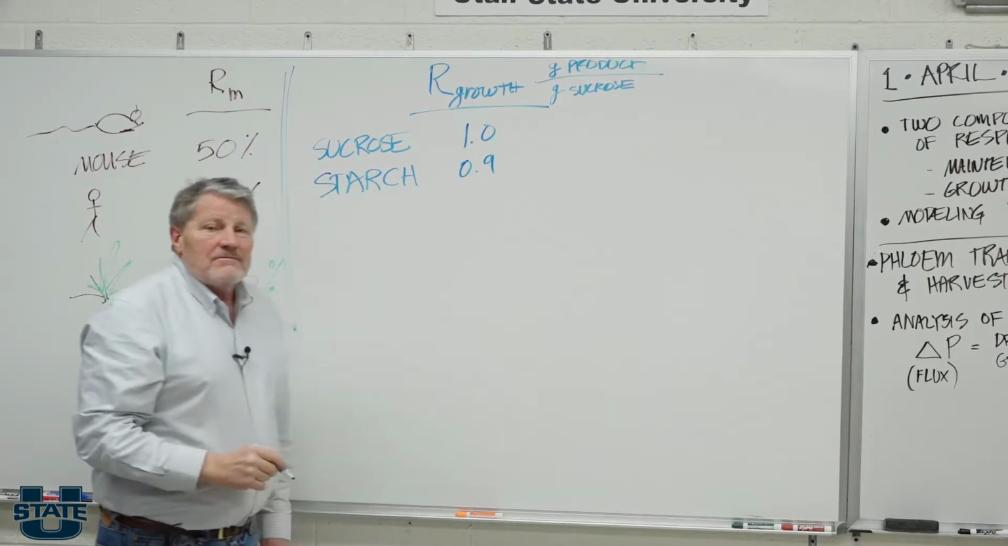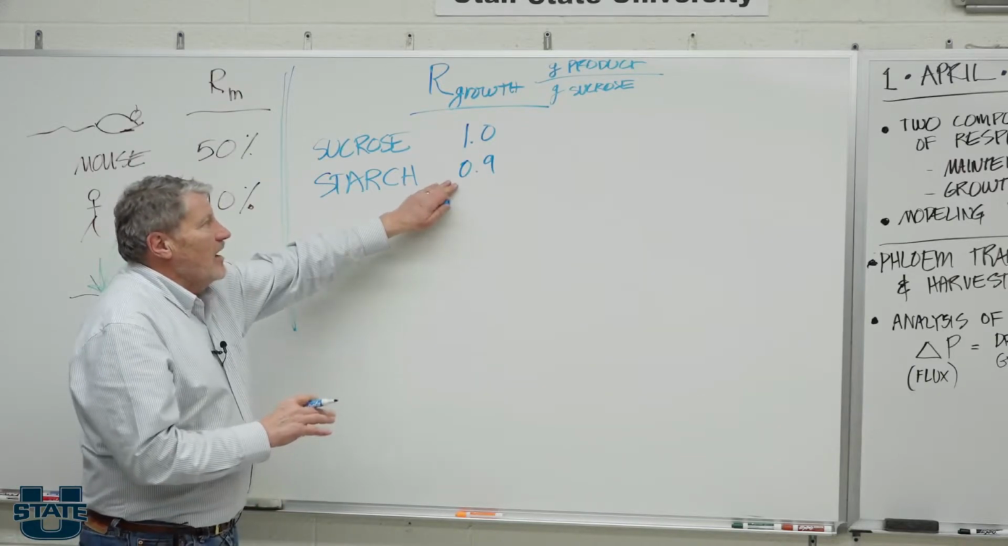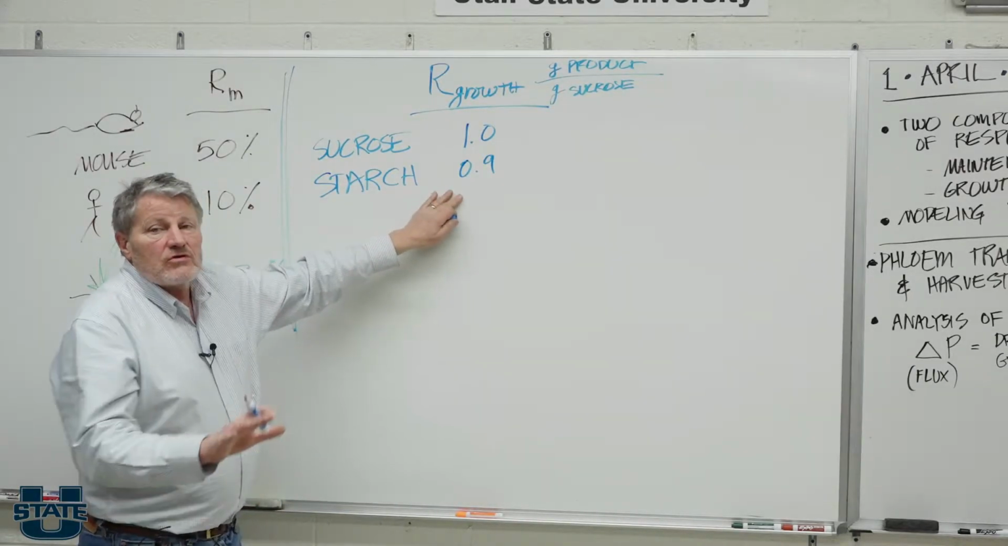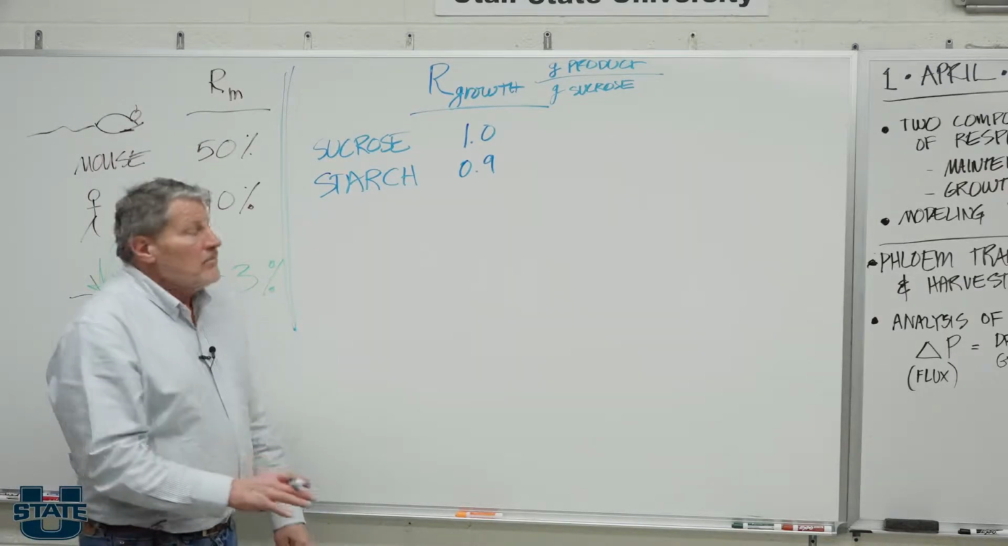not too hard to make. We can make a gram of starch. We can make 0.9 grams of starch with 1 gram of sucrose because it's simple. Now we get more complicated.